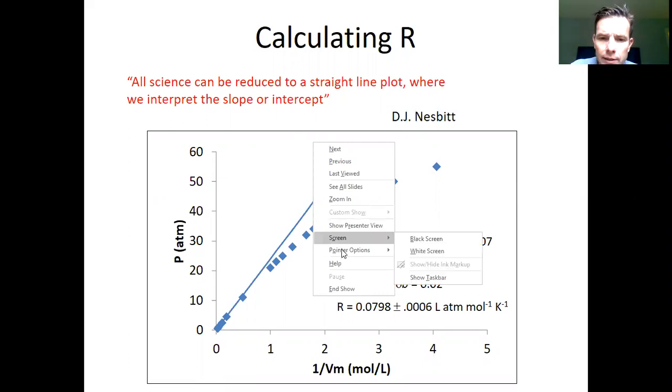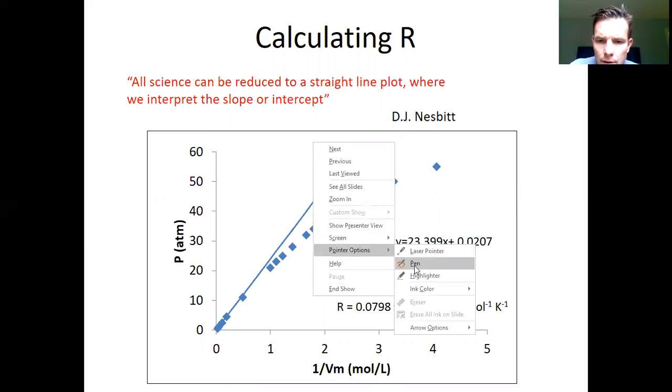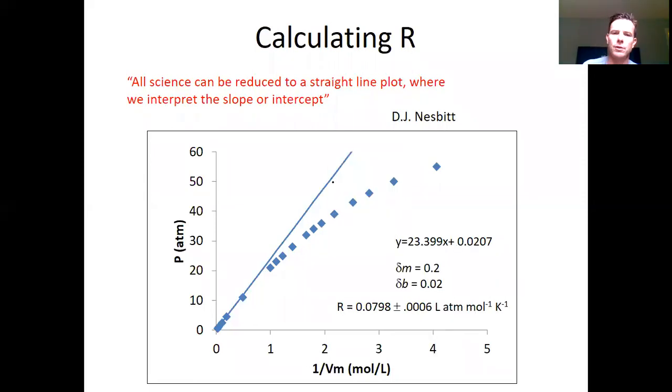Let me see if I can get everything set up here. All right, so this works. Good. If I rewrite the ideal gas law, I can write it in that form. P equals RT times 1 over Vm. And essentially that's predicting that I should get a straight line that goes through 0.